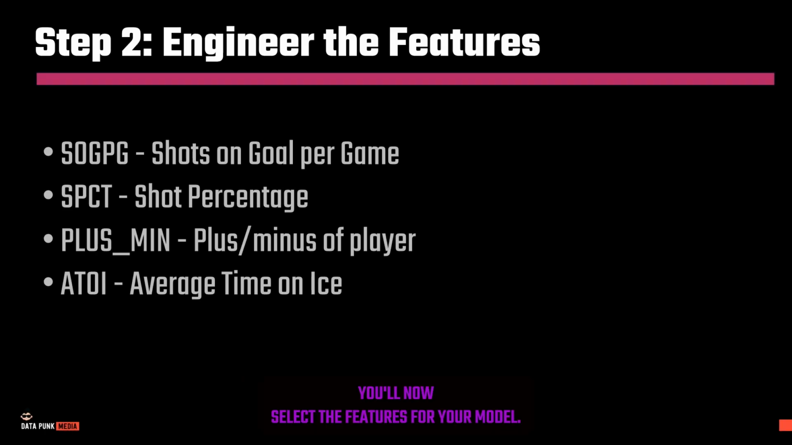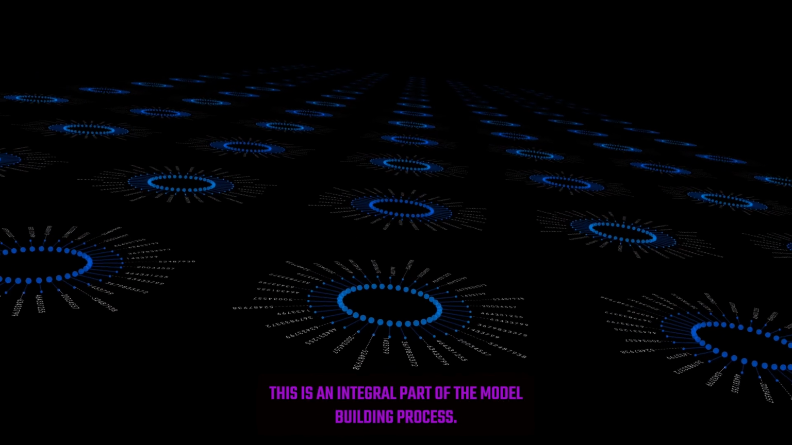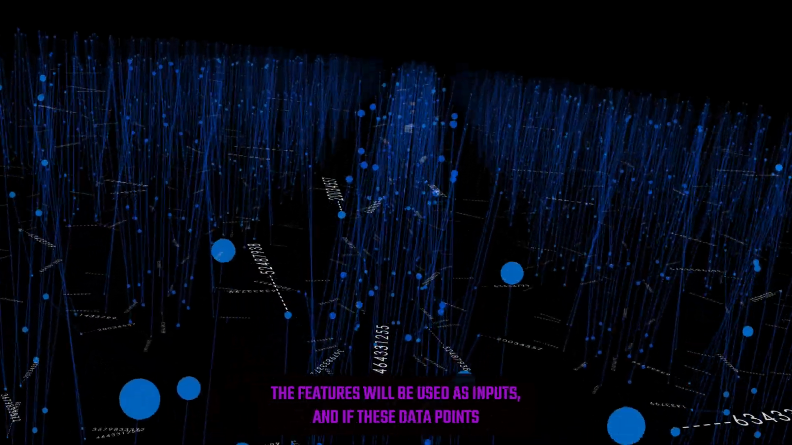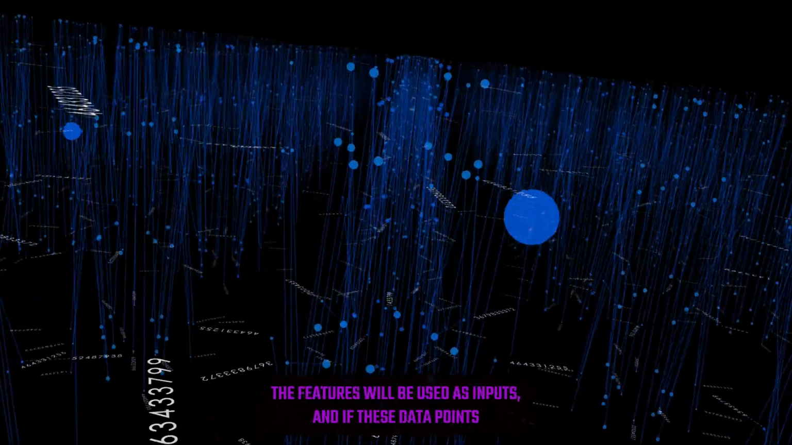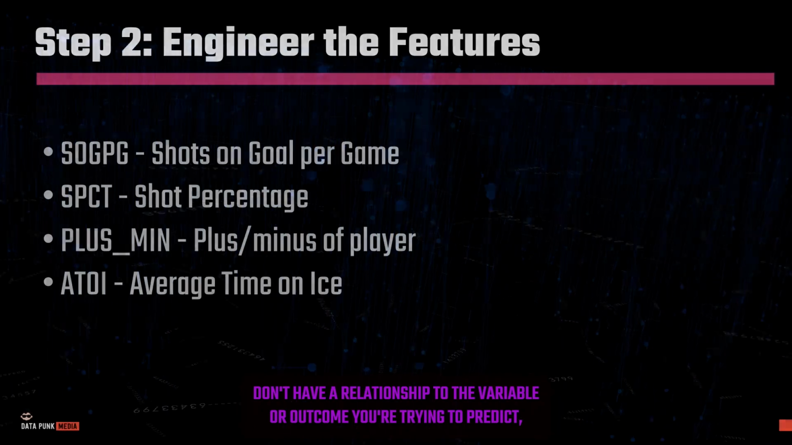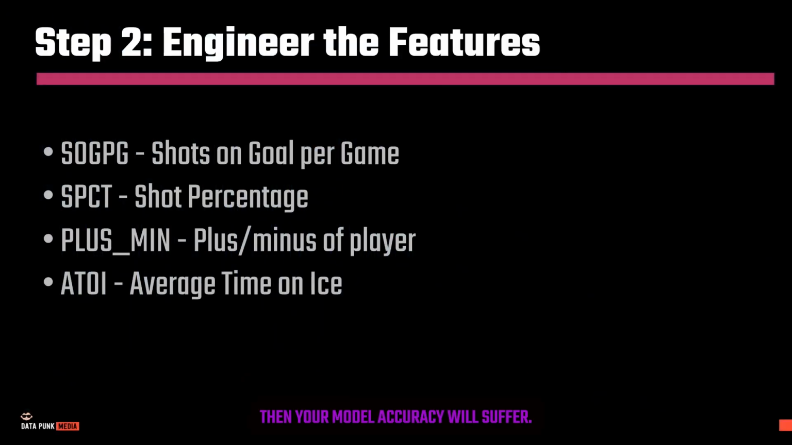You'll now select the features for your model. This is an integral part of the model building process. The features will be used as inputs, and if these data points don't have a relationship to the variable or outcome you're trying to predict, then your model accuracy will suffer.